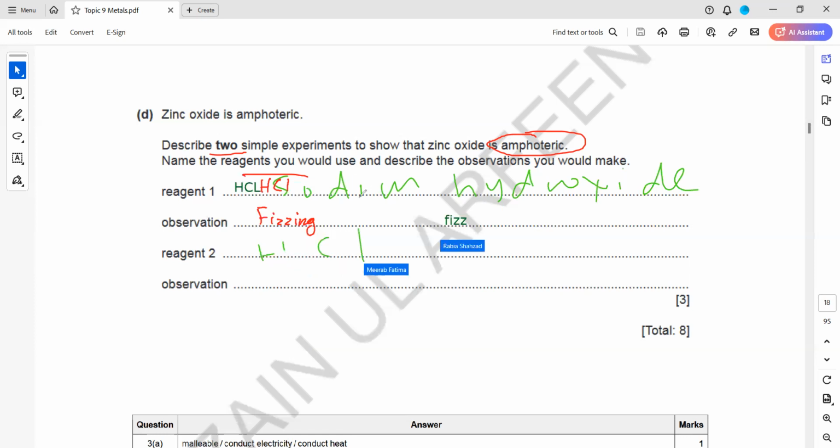Adding hydrochloric acid: fizz, or you can also say the solid dissolves. Adding sodium hydroxide: fizzing is not right, the solid dissolving is the right term, because it won't fizz with this. With alkali it does not fizz; with acid it's fine. In both cases the simple answer you can mention is that the solid will disappear. In both observations you can write solid disappears, with acid or with alkali.